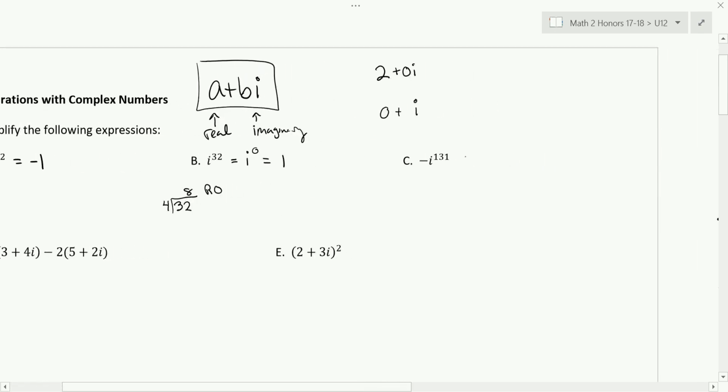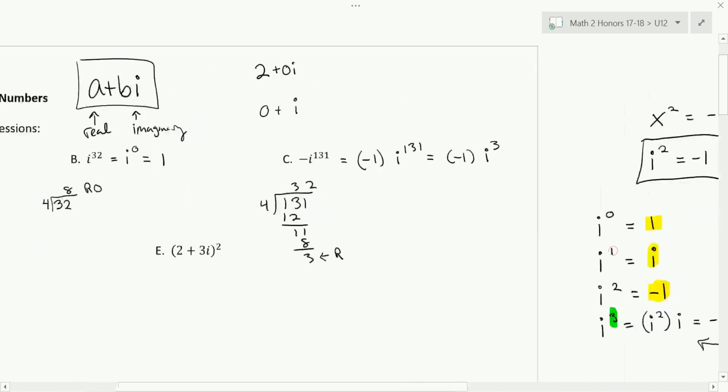Now, part C, we have negative times the i to the 131. So don't forget that there's a negative 1 out in front already. And then we have i to the 131. And that 131, if we divide that by 4, what happens? We get a remainder of 3. Okay, so we can change this problem. We can simplify it to negative 1 times i to the power of 3. And so it's an easier one to figure out.